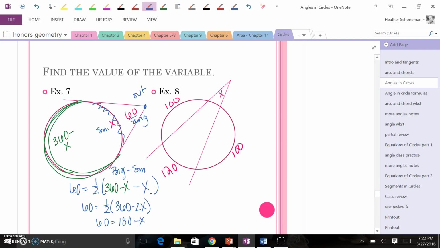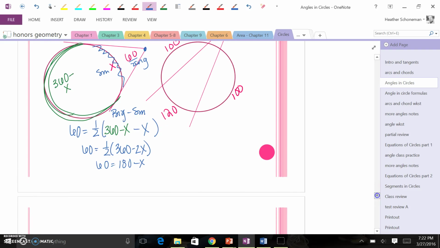You can clear the fractions, but on this one you might as well just multiply by 1/2. Okay, so I get negative 120 equals negative x. So x is 120. And we're done.